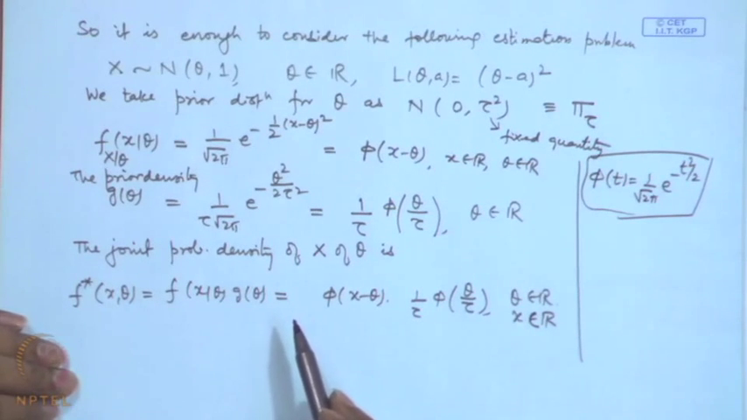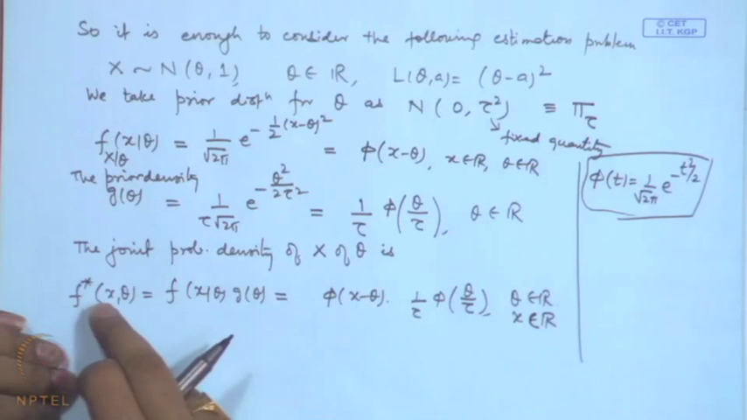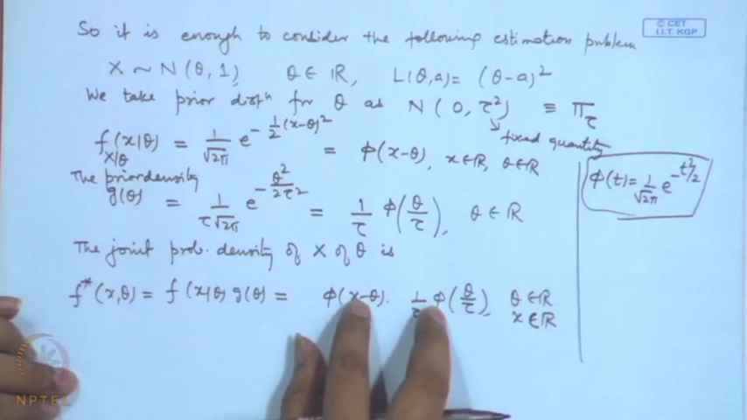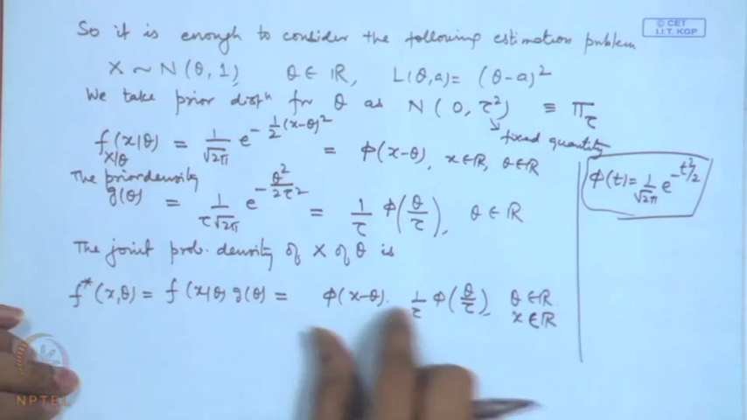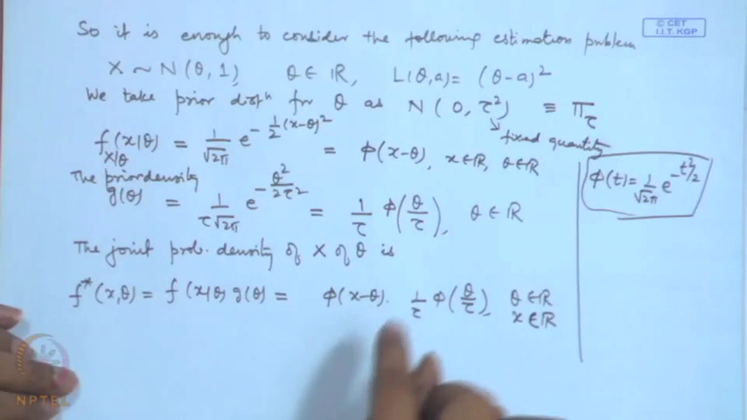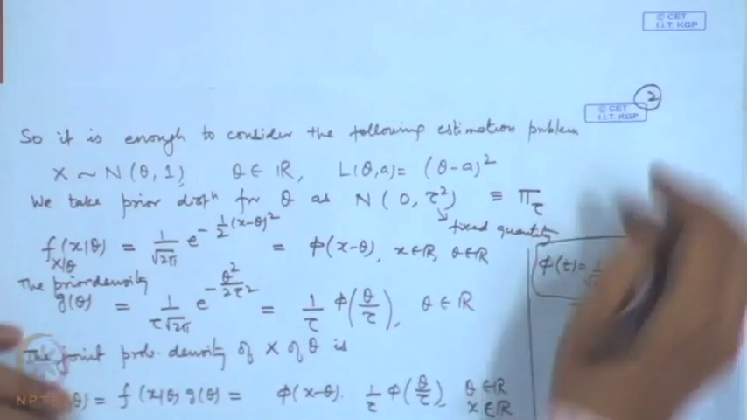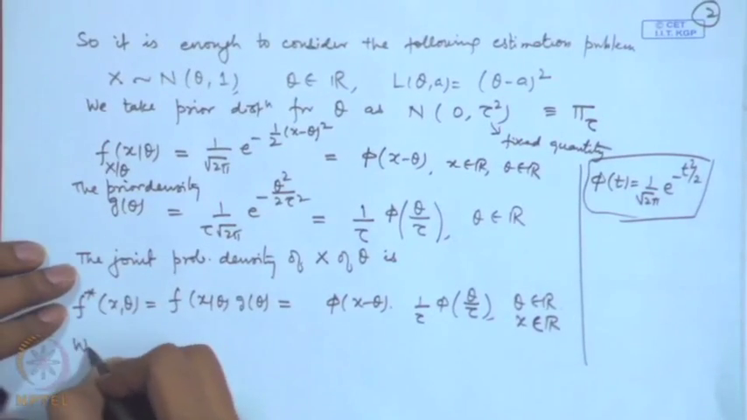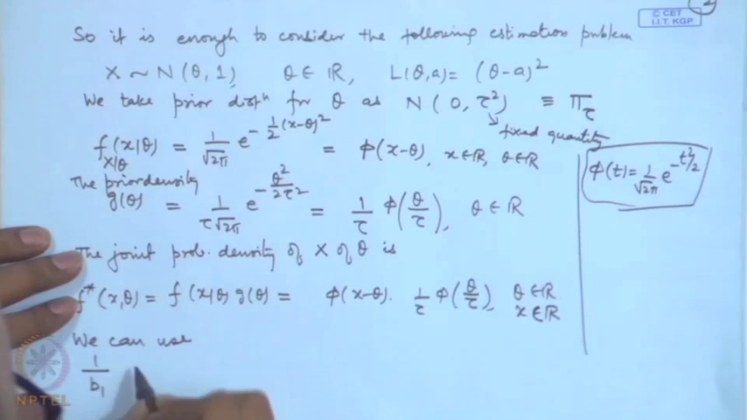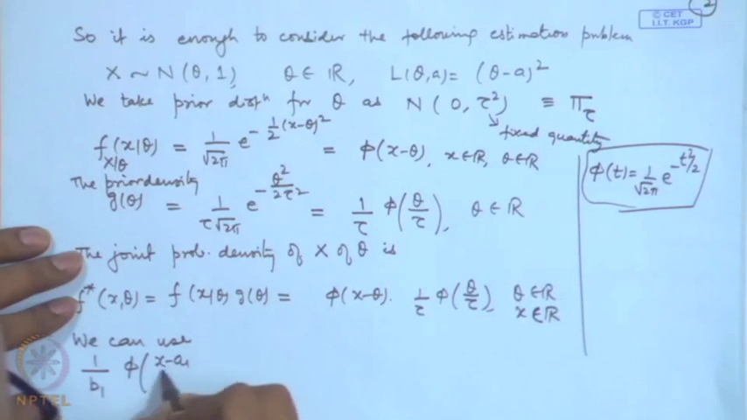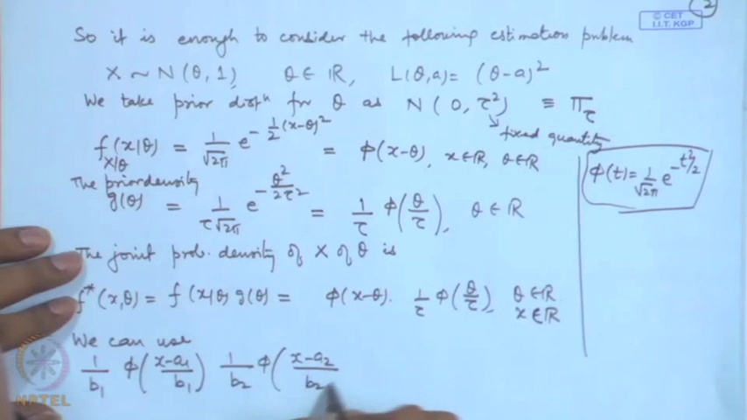Now, to calculate the conditional distribution of theta given x, we need the marginal distribution of x, and the marginal distribution of x is obtained by integrating this term with respect to theta. Now, you note this thing, here theta is involved at both the places. Therefore, we need to resolve this into a single term involving theta. So, we use the following formula: 1 by b 1 phi of (x minus a 1) by b 1, times 1 by b 2 phi of (x minus a 2) by b 2.